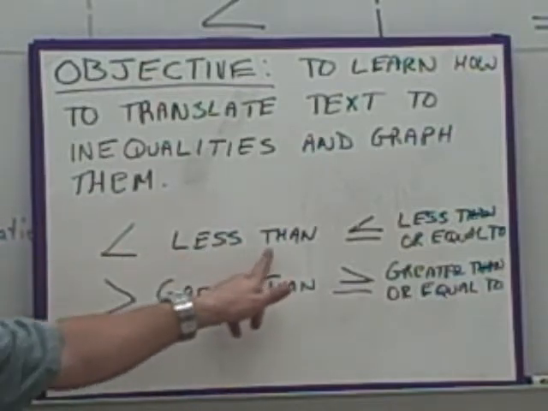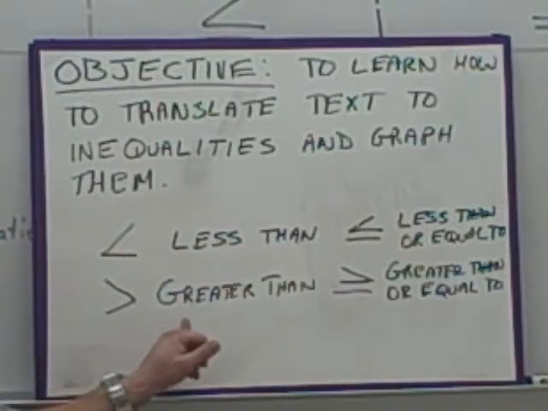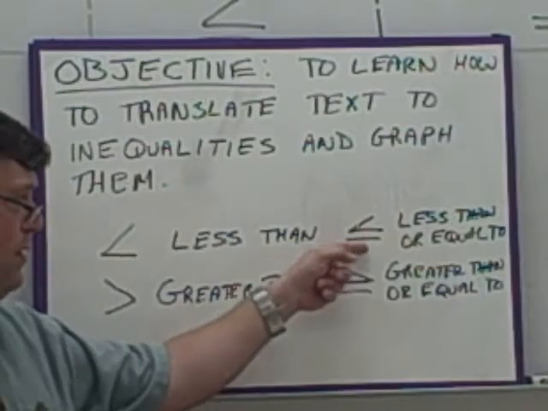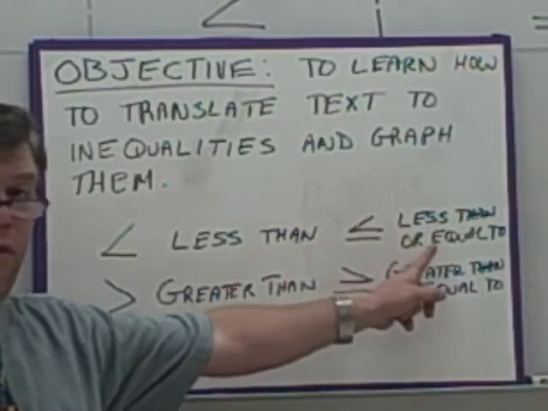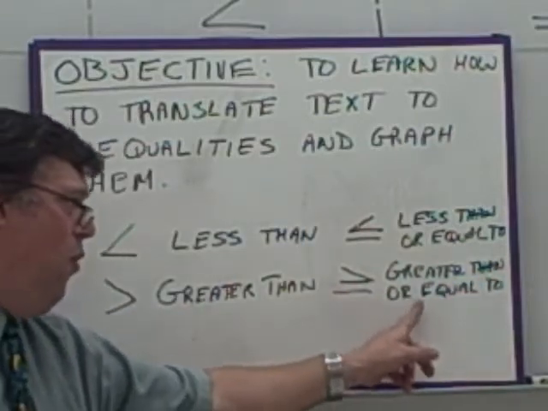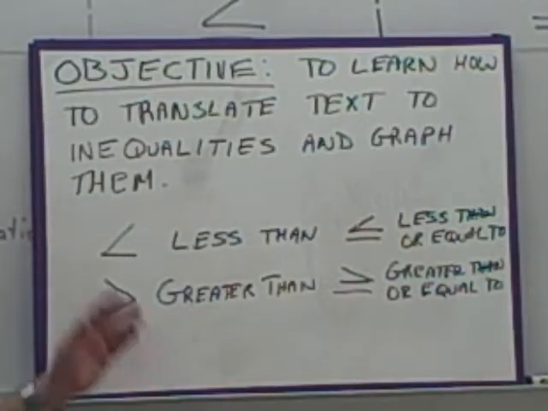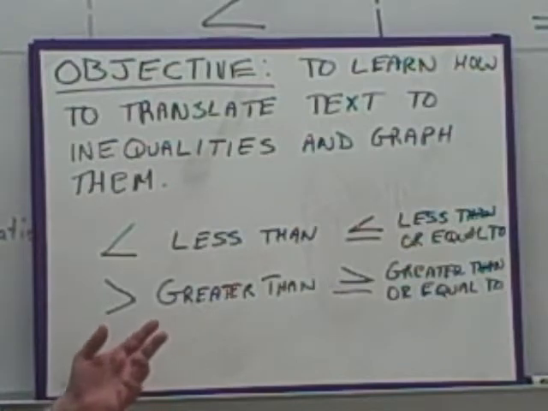This symbol is the less than symbol. This symbol is the greater than symbol. When you put the little lines underneath like this, it makes them less than or equal to, greater than or equal to. How do we know which one's which when we're looking at these things?